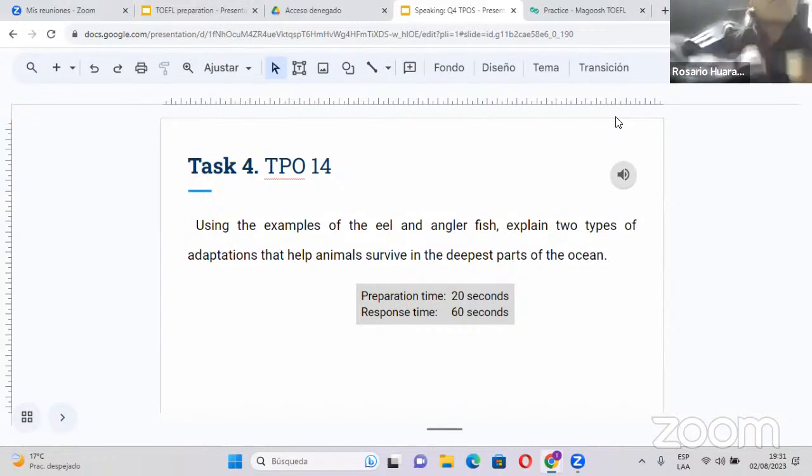Ah, okay. But do the instructions come after the audio, or before? Before the audio. Okay. Because I can read, for example, the instruction that says using the examples of the eel and anglerfish, and I was losing the name, the word of the eel, and I was thinking what the word was.